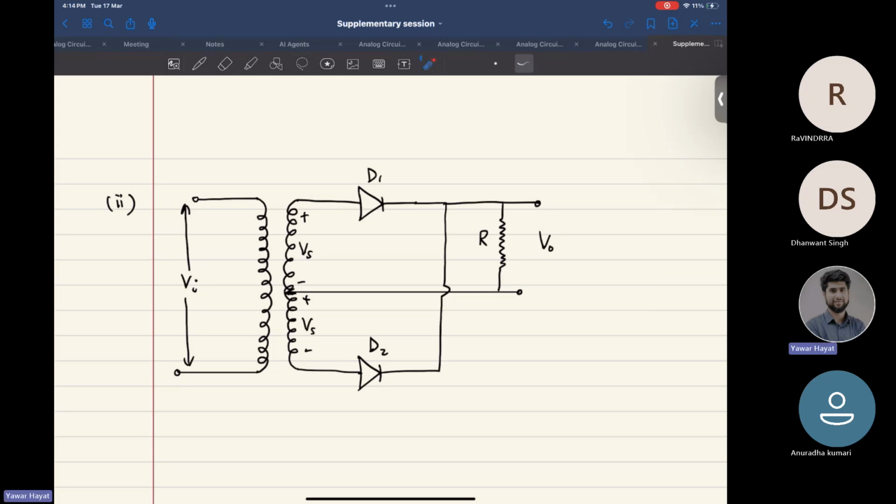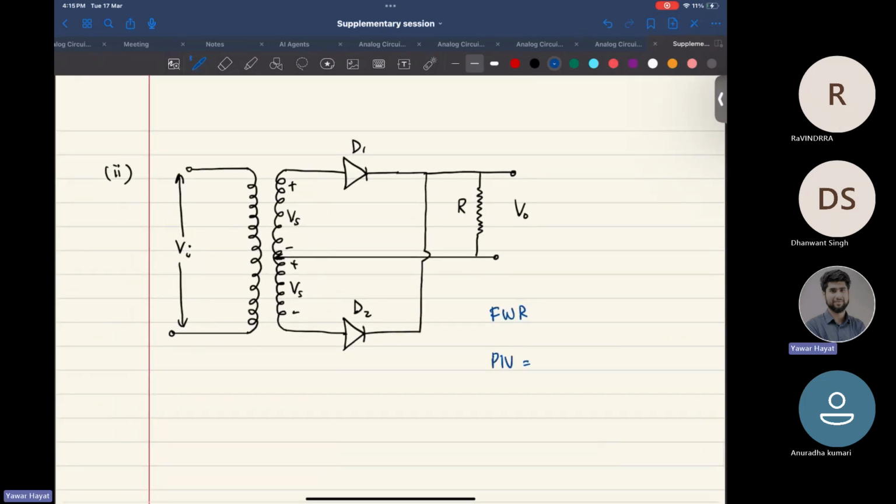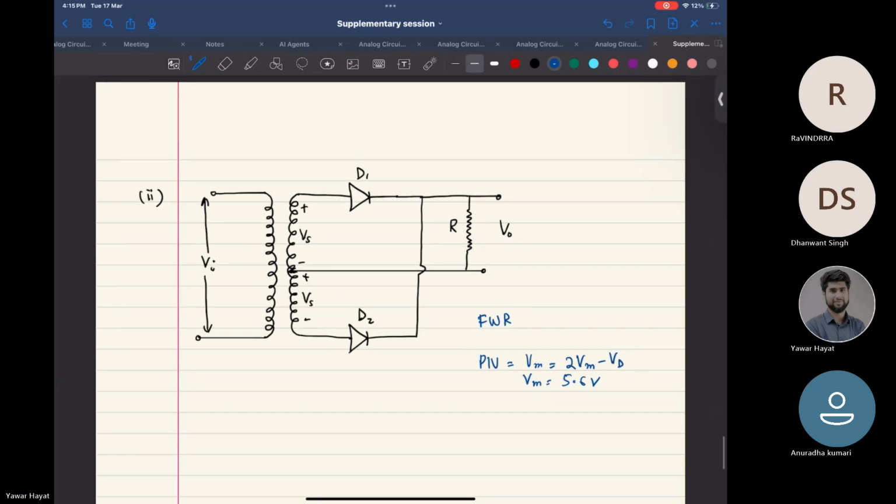So how much should it be? It's a full rectifier, right? Where peak inverse voltage is Vm. Cross check it: this would be 2 Vm minus Vd, which would be how much? 5.6 volts. And then I have another circuit.